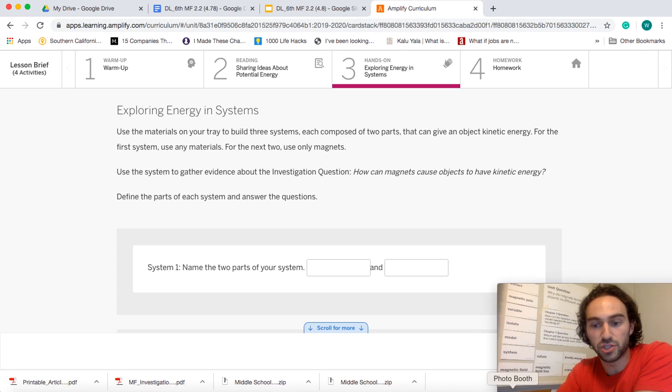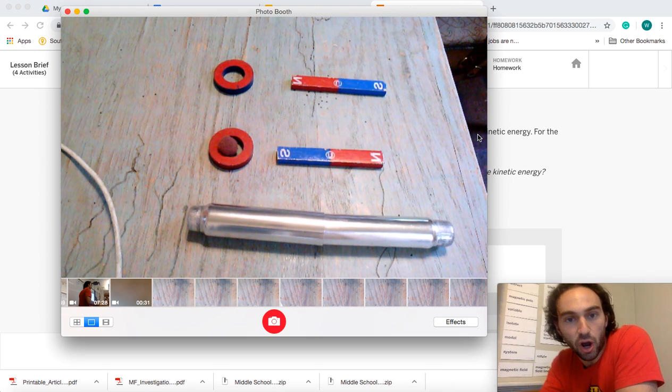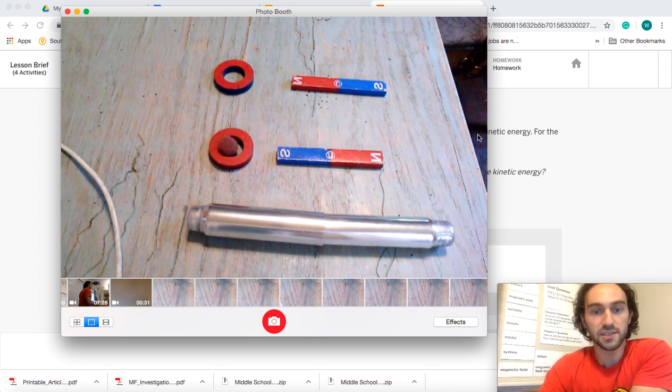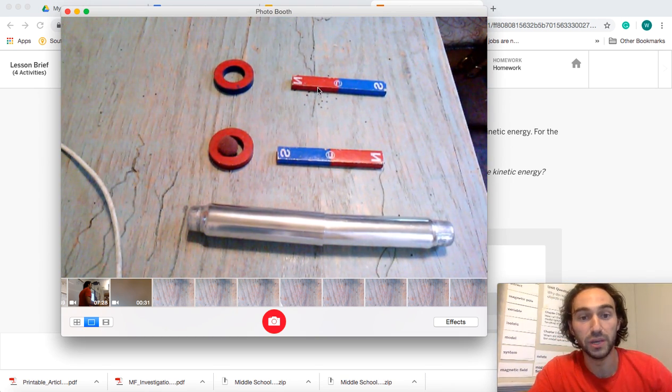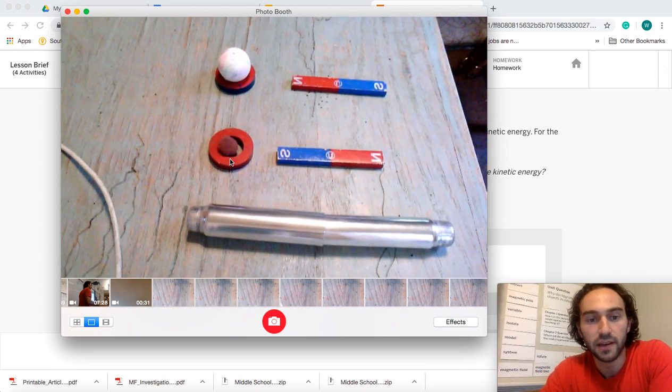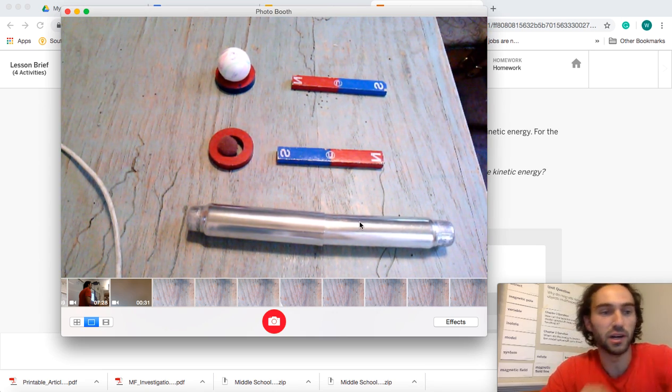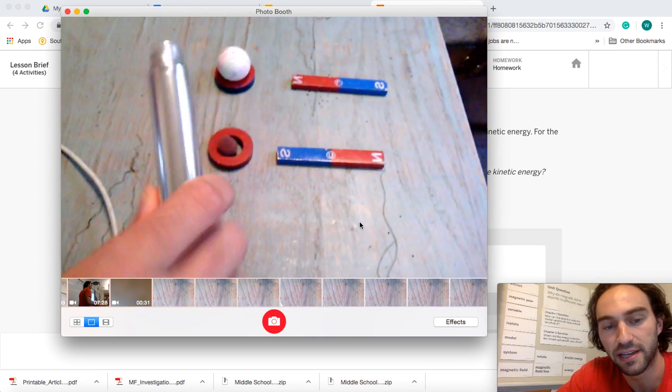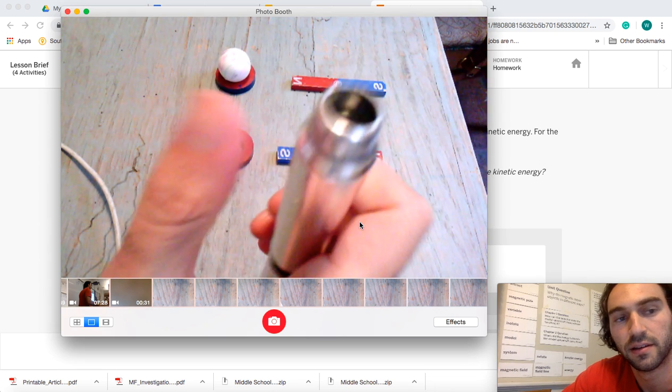So I'm going to go ahead and switch screens here real quick. On this screen I have a few different objects. I have two weak magnets. I have two strong magnets. I have my bouncy ball. I have a little pom-pom ball, and then a spring launcher. Just remember that the spring launcher has a spring inside, just like that.